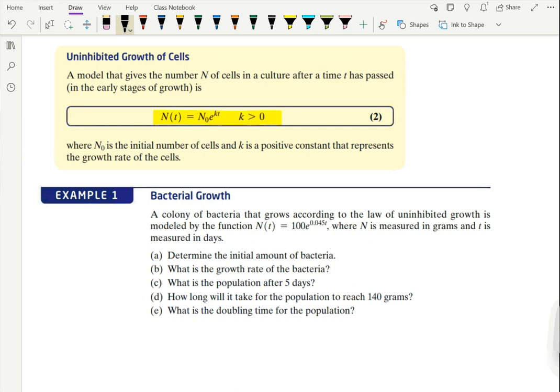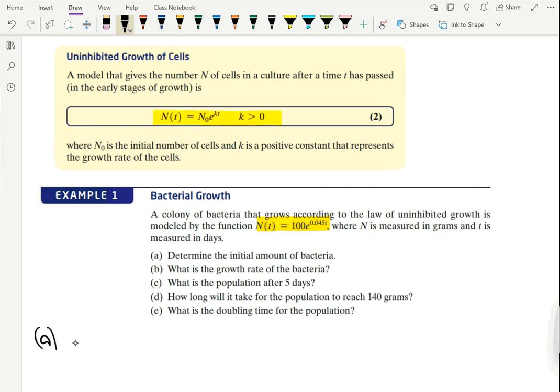Bacterial growth. A colony of bacteria that grows according to the law of uninhibited growth is modeled by a particular function. Let's say our function is this: N of t is 100 multiplied by e to the exponent 0.045t, where N is measured in grams and t is measured in days. So for letter A, let's answer questions A through E. Let's determine the initial amount of bacteria.